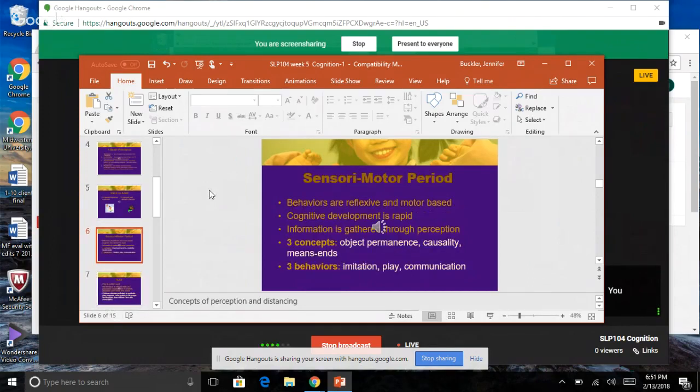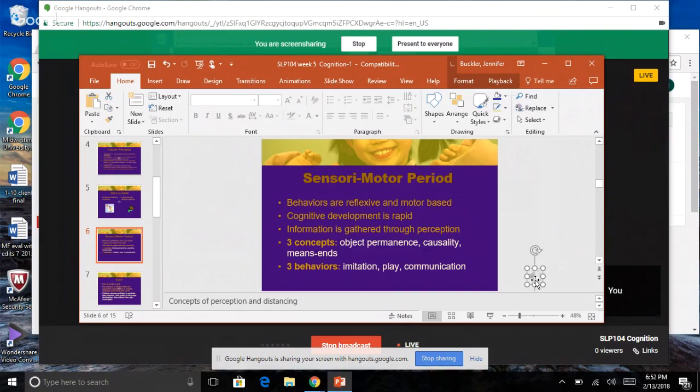So let's talk more specifically about each of these areas. The sensory motor period. In the sensory motor period, behaviors are reflexive. We learn through, or Piaget says, we learn through touch, taste, and smell. So it's why babies put everything in their mouth, all right? It is why they explore the world with their hands. They explore things through their senses. Cognitive development in this stage is extremely rapid. They are moving very, very quickly.